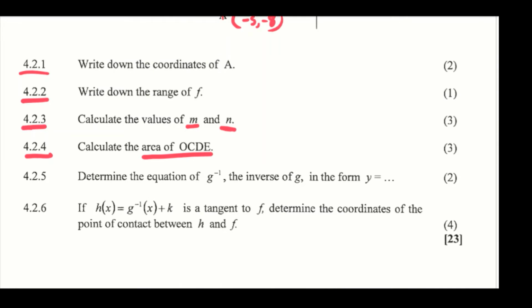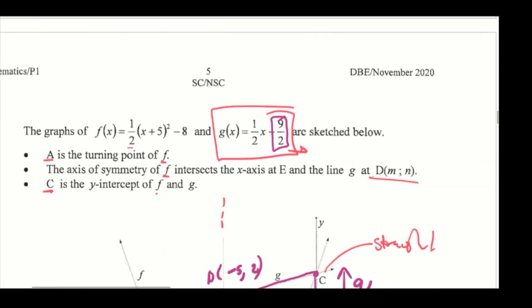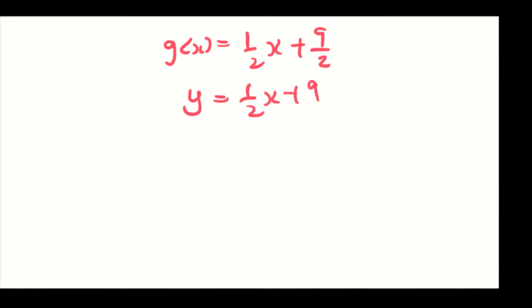So, and then 4.2.5, you're asked to determine the equation of the inverse of g, right, in the form y is equals to. So if we go back to the given equations, we can see that this is the equation of g, and we are asked to find the inverse of this equation here, right? So what you're going to do is this. So we have our g of x being equals to 1 over 2x plus 9 over 2, right? And which is y is equals to 1 over 2x plus 9 over 2.